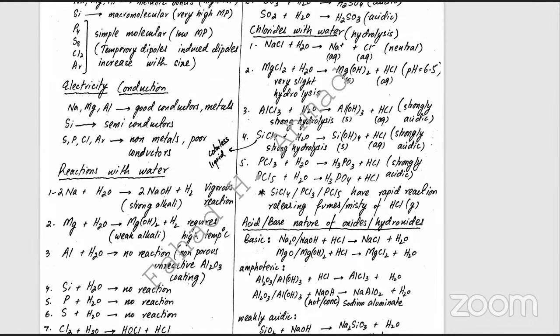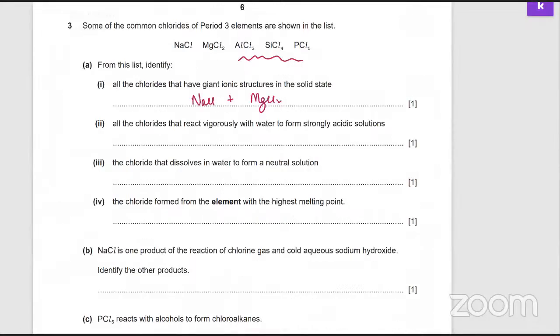Right, sir. And MgCl2 would be slightly acidic, its pH would be 6.5. MgCl2 is very weak hydrolysis, very slightly acidic, pH 6.5. Anyways, all the chlorides that react vigorously with water are AlCl3, SiCl4, and PCl5.